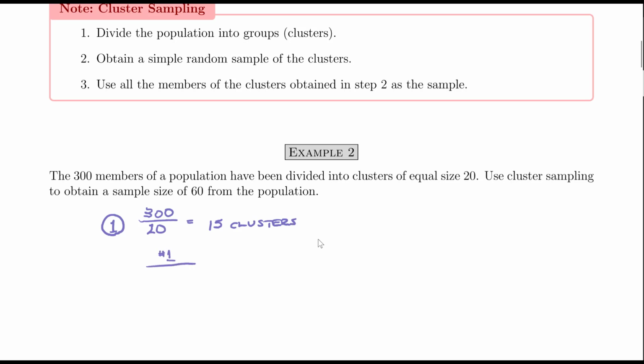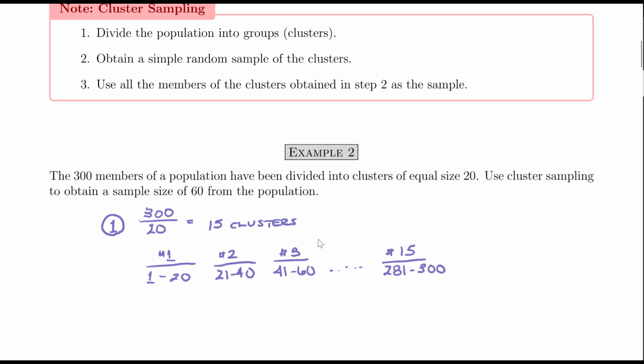I'm not going to label all 15 clusters, but we take cluster number 1 and we number the people in that group 1 to 20. Then we take cluster number 2 and we number the people in that group 21 to 40. Cluster 3 is 41 to 60. And we keep doing that until we get to cluster number 15, and everybody is numbered in that group 281 to 300. So there we've taken our clusters and we've broken everybody down, and we've numbered everybody in the population based upon which cluster they're in.